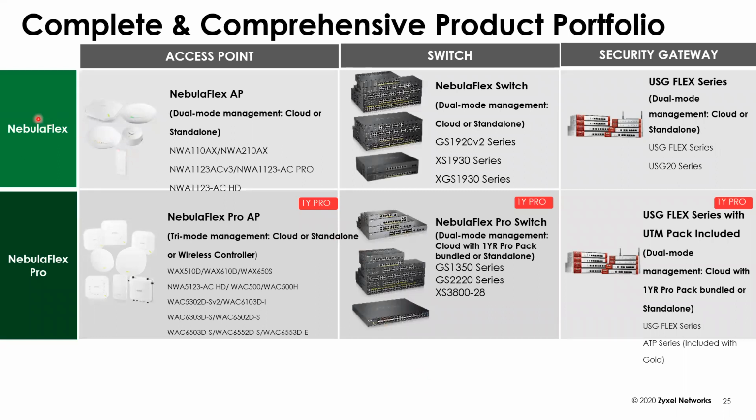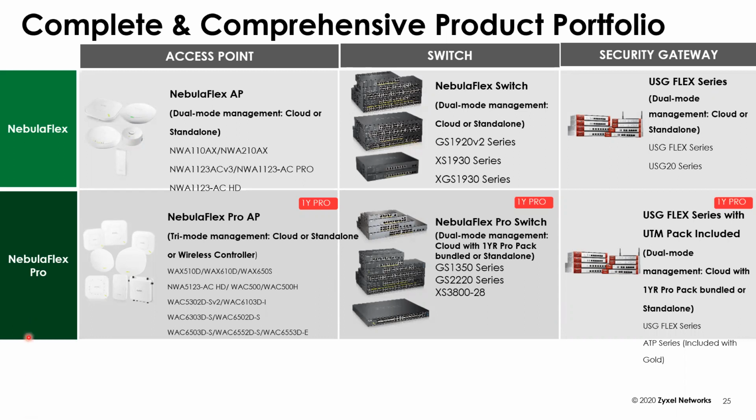Products that support Nebula Flex. On the business side of things, it's basically everything that starts with a 1 or a 2 as the first digit. So NWA110AX, NWA210AX, WAC1123AC HD, etc. It also works with our prosumer products, like our Amazon exclusive NWA50 or NWA55, the NWA90AX. Those are all Nebula Flex products. On the switches, it is our GS1920 V2 series, our new GS1950 series, and the 1930 series switches. And then on our security gateways, it's our USG Flex series.